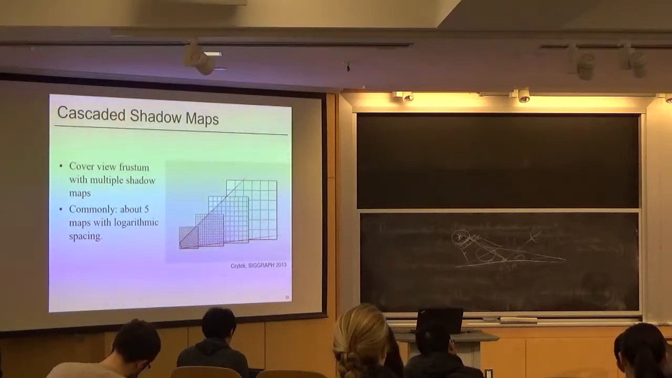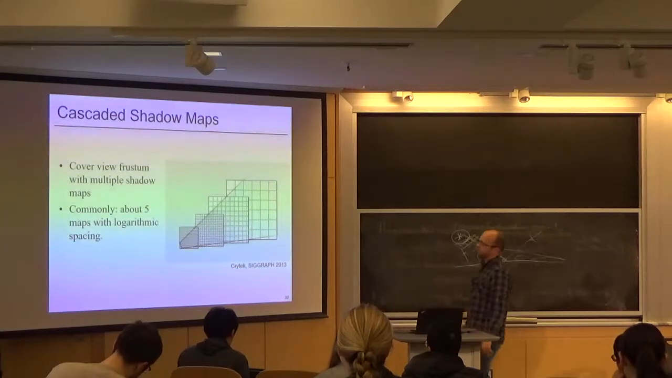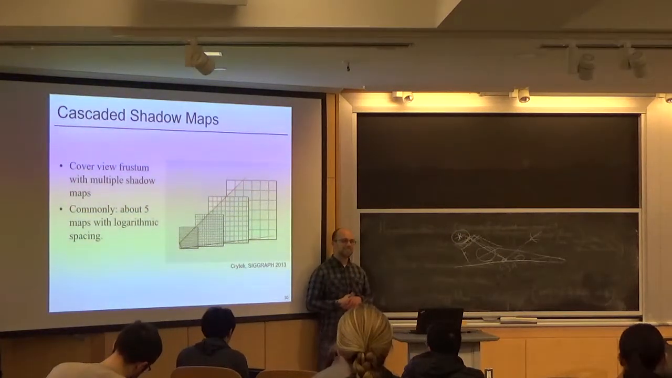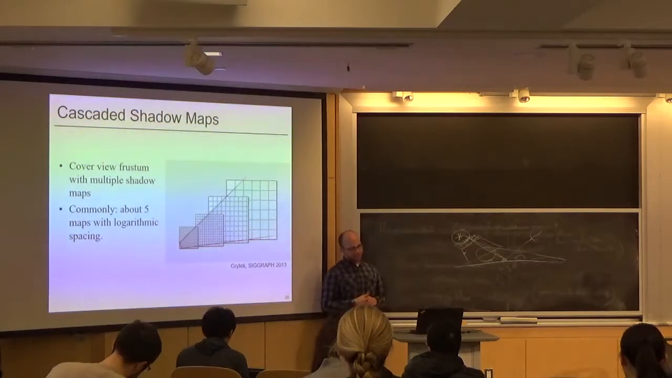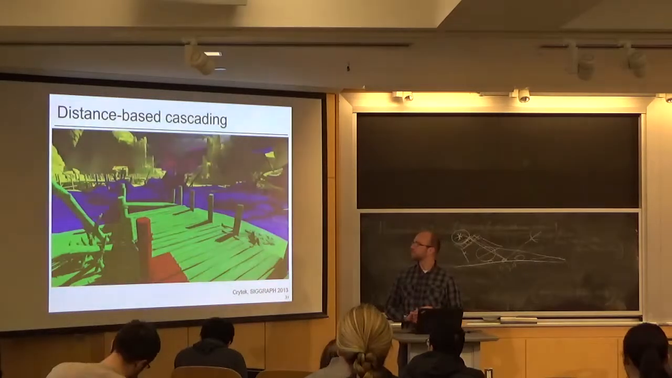This is called a cascaded shadow map. So typically what they'll do is take the frustum and put 5 different shadow maps at different depths. Does that make sense? Cool. So here's an example of what that looks like in this kind of complex scene.